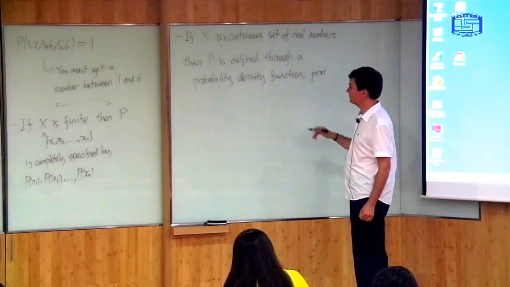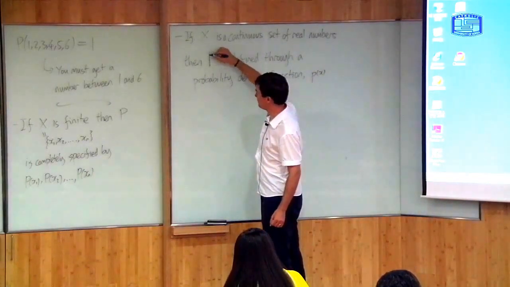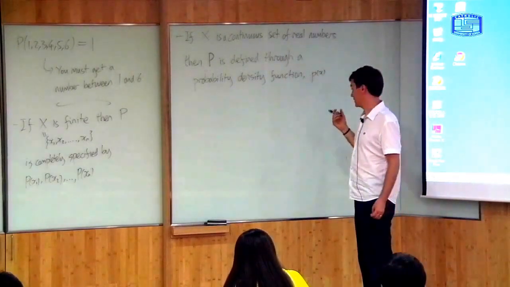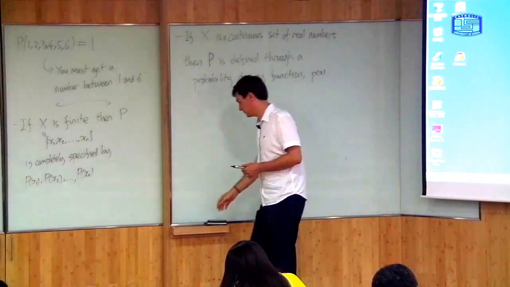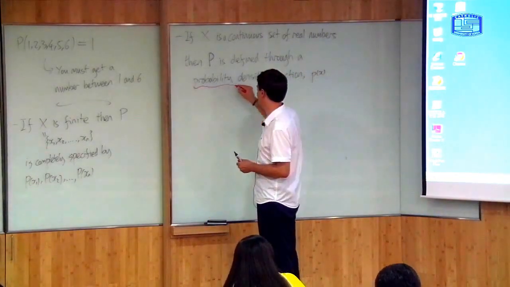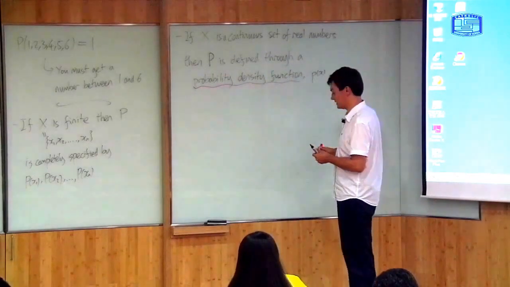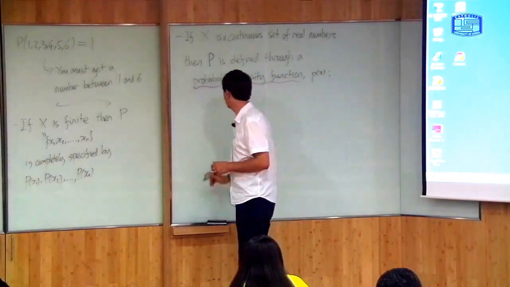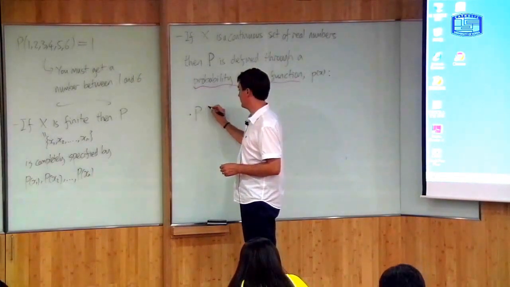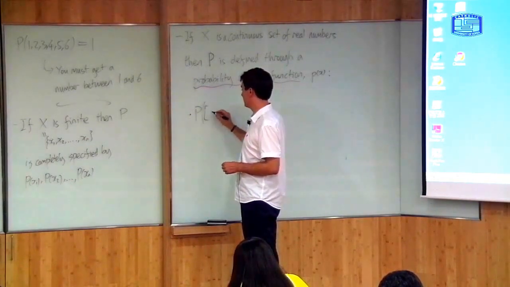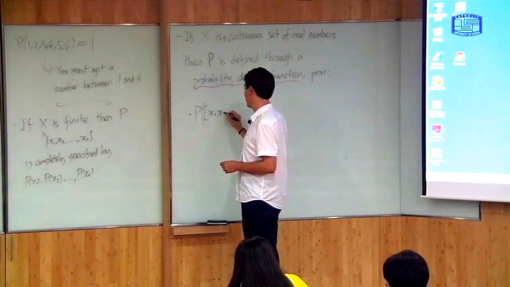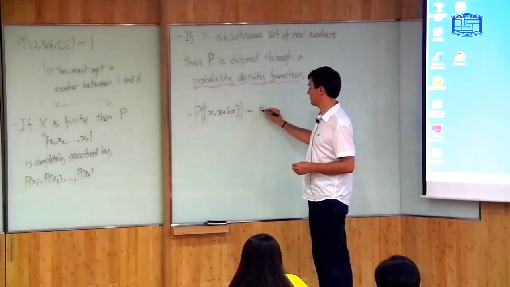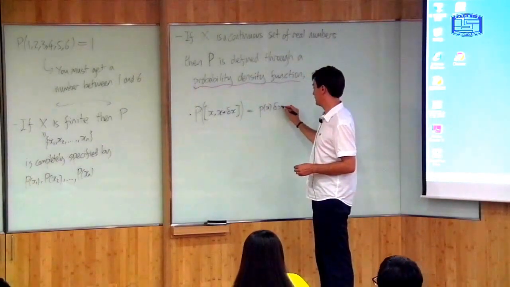Okay? So hopefully my writing is clear enough to distinguish between big P, which is the probability, and this little p, which is a probability density function. Let me define what is meant by the probability density function. It says the probability that I get a result somewhere between x and x plus a little bit, delta x, should be equal to the probability density function at that point times delta x.